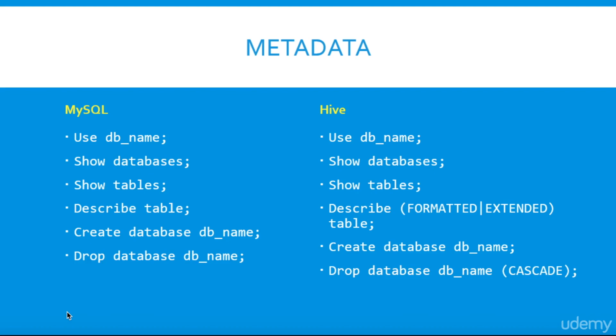To see code in a clean manner, use describe formatted table name. So this is a command to see all information, also describe all details in a clean manner.